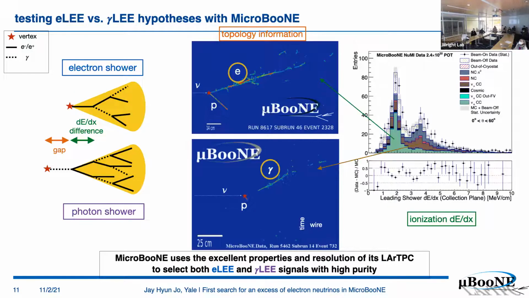So I said earlier that there are simply 2 parts: first, we want to separate the electrons and the photons, which MiniBooNE could not do, or the Cherenkov detector could not do. So this is how we do it.